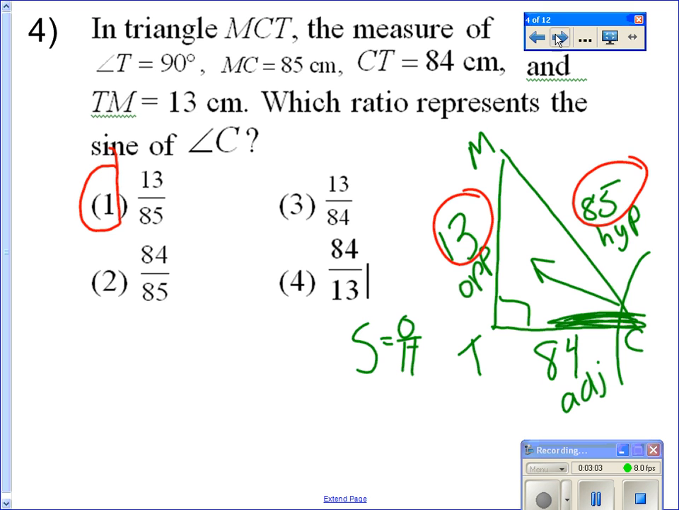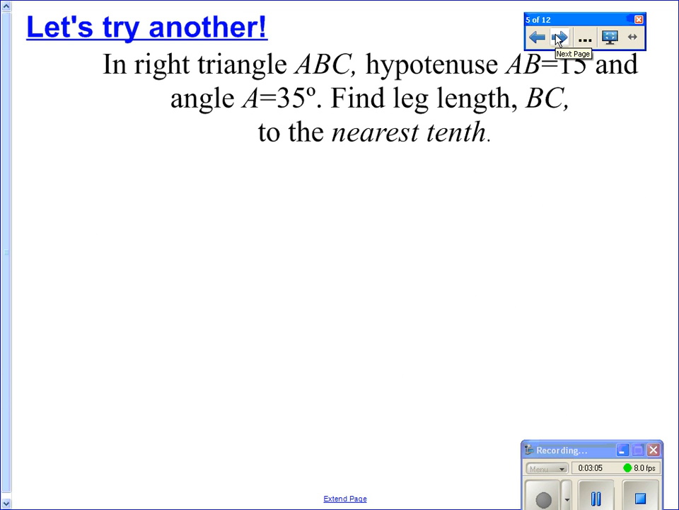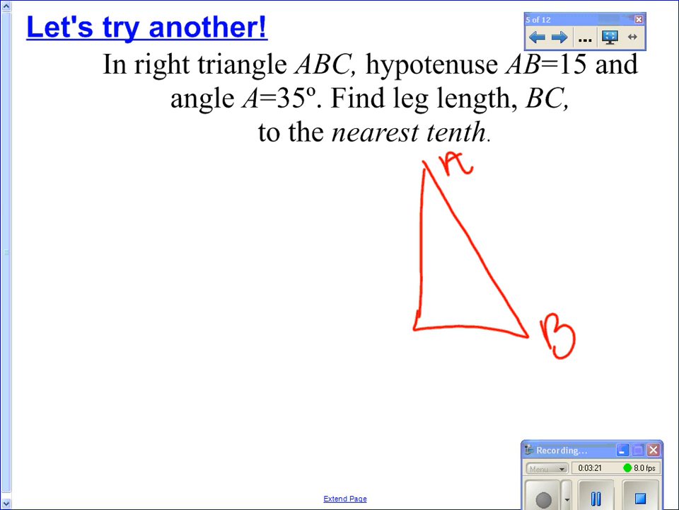All right, the other thing we went over is how to find the length of a side. And this is where we use sine, cosine, or tangent. So again, in this case, I'm just going to make my right triangle. And they tell us that the hypotenuse is AB. So I'm going to make this A, this B, which makes C my 90-degree angle. AB is 15. And then they tell us that angle A is 35 degrees. And they want us to find the length of BC. So I'm going to call that X.